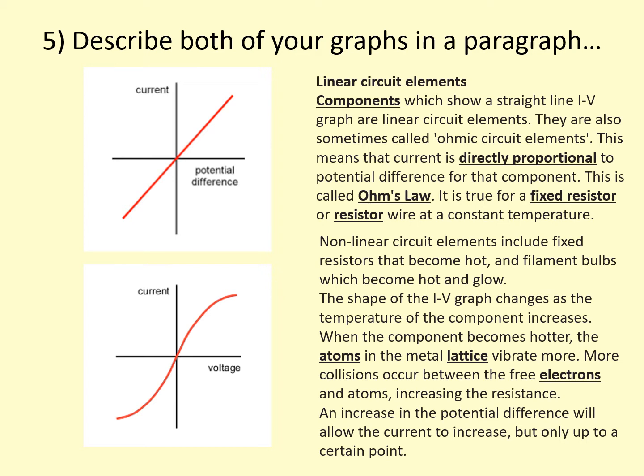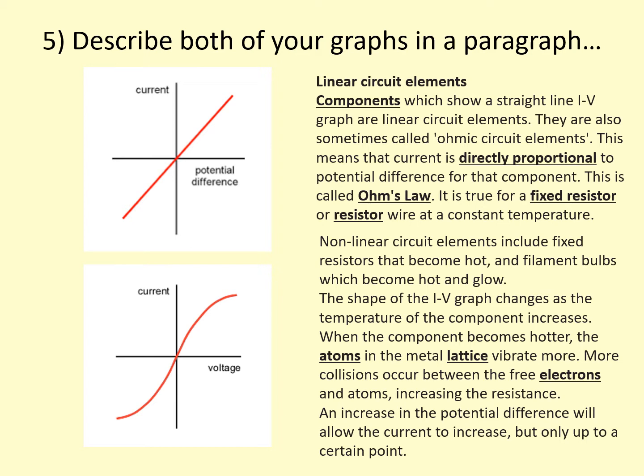Now, as we saw with the filament lamp, it was non-linear. It was more like a flattened out S, and the first bit was almost a copy of Ohm's law. So for the first lower voltages, the current does increase in line. But as filament lamps become hot and glow, the shape of the graph changes as the temperature of the component changes. When the component becomes hotter, when you increase the voltage, the atoms in the metal of the wire vibrate more.